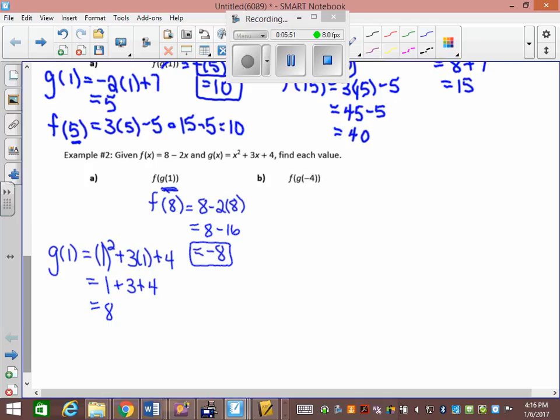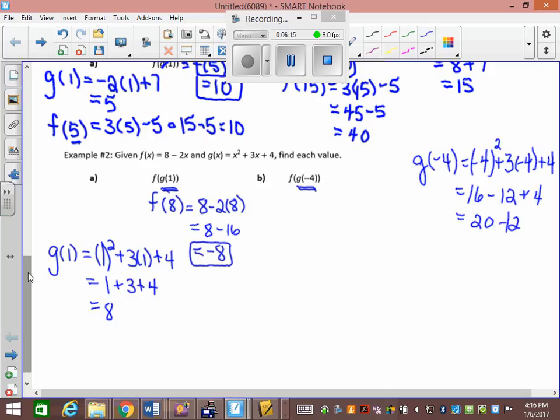f of g of negative 4. So I'm going to find g of negative 4 first. g of negative 4 is negative 4 squared plus 3 times negative 4 plus 4. So I'm going to get 16 minus 12 plus 4, which is 20 minus 12, which is 8. So g of negative 4 is 8.